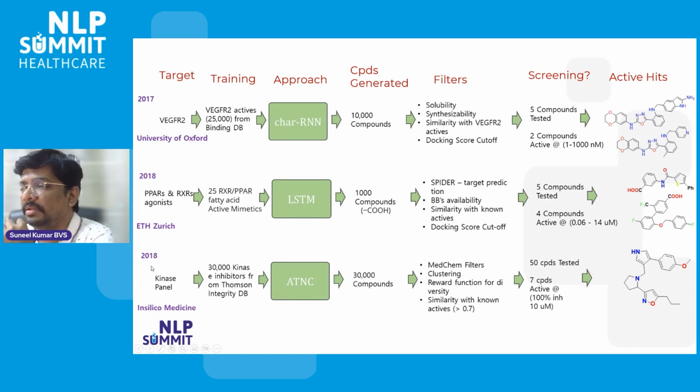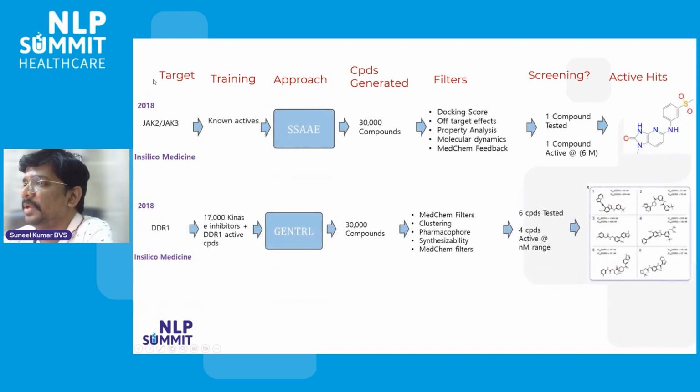And again, from Insilico Medicine, they did one project on a kinase panel. They collected 30,000 compounds that are already kinase inhibitors from the Thomson database, used a model, and generated around 30,000 compounds as SMILES strings. They applied a lot of filters, and out of these they selected 50 compounds. Out of 50, 7 are active against different kinase panel assays. The next one is on JAK1 or JAK2, with a similar workflow, and one compound was active as a starting point.